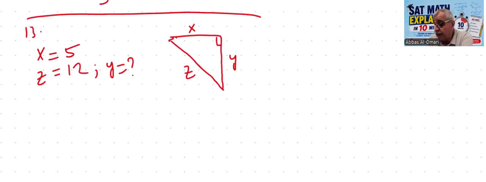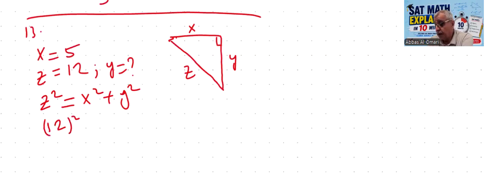So we have the equation Z squared equals X squared plus Y squared. This is the governing equation, the Pythagorean theorem. We know Z is 12, so 12 squared equals X is 5, so 5 squared, plus Y squared.